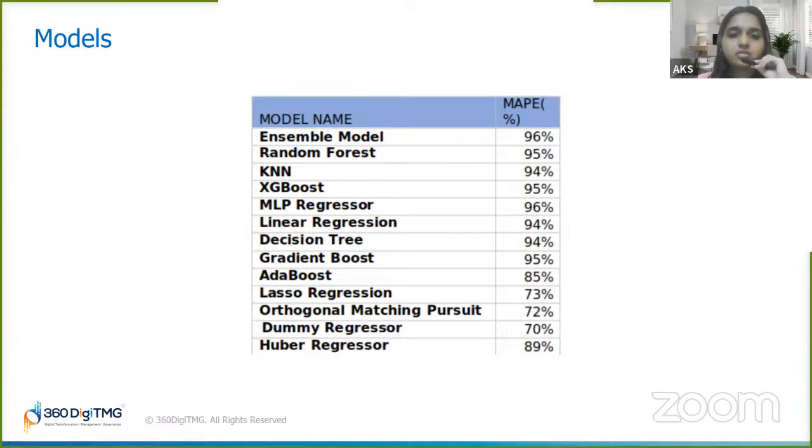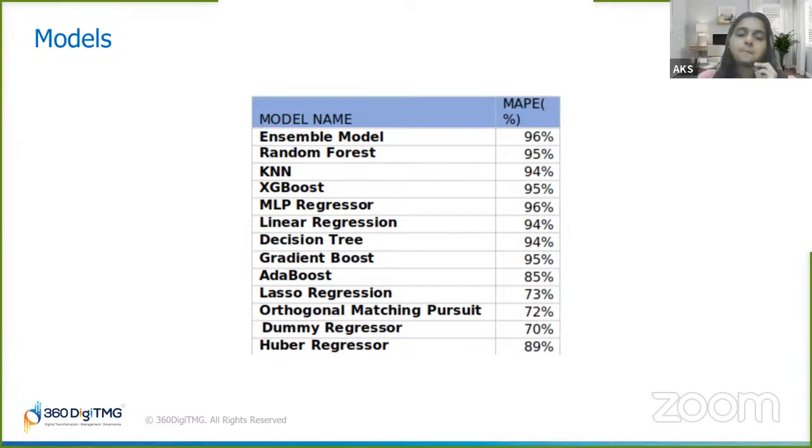As you can see, since the data was in numerical format, we majorly used regression kind of models to train. So we used ensemble models, I'll come back to that. We used different models like decision tree. As you can see here, decision tree gave us about 94% accuracy. And then we also used XGBoost, also gradient boost. We started all the way from the basic multilinear regressor as well, and we also tried using a neural network like MLP regressor.